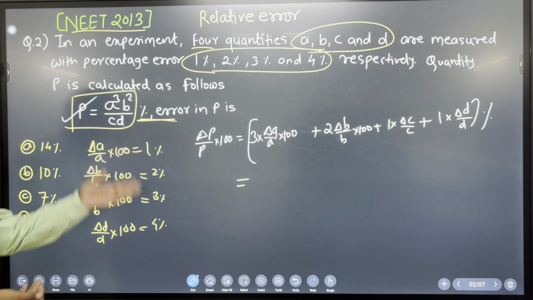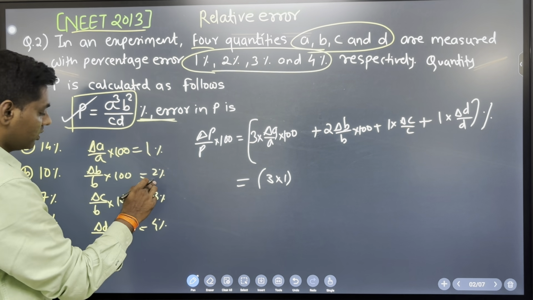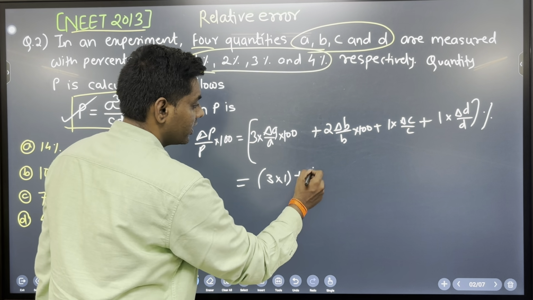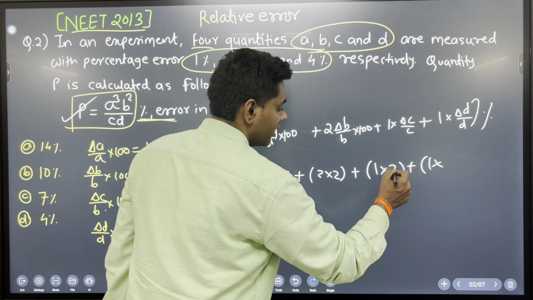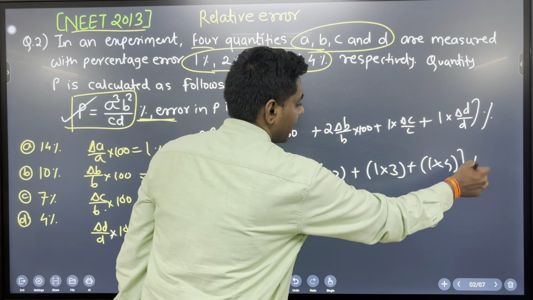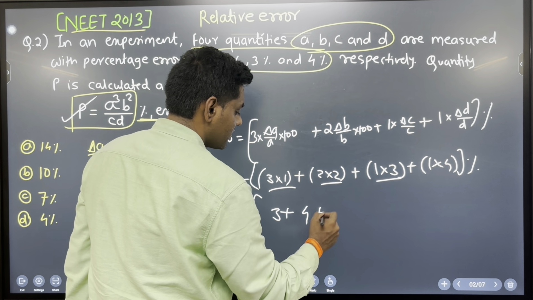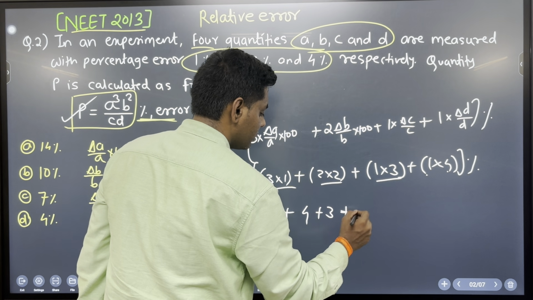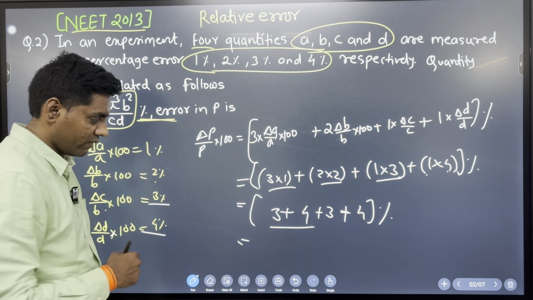We have already written the given data, so substitute the values. So it becomes 3 into 1, for B that is 2, so here 2 into 2, next for C 1 into and then D 1 into. So the errors for C and D are 3 and 4% respectively, 3 and 4. So bracket complete. So calculate करना इसको बहुत आसान है, calculation बहुत easy. 3 1s are 3, 2 2s are 4, 3 1s are plus 3 and then 4 1 4s are 4. So make the addition. 3 plus 4 is 7, 7 plus 7 that is 14%.